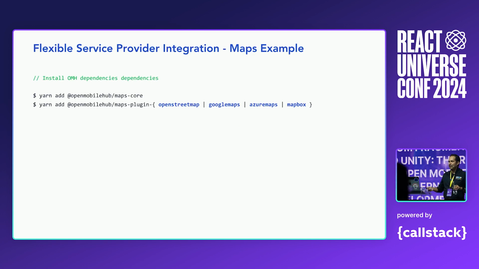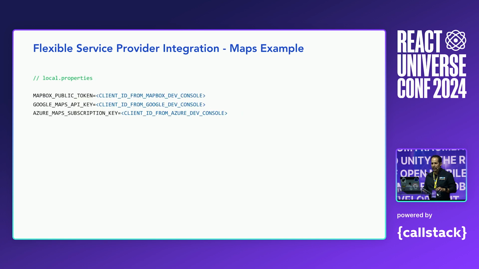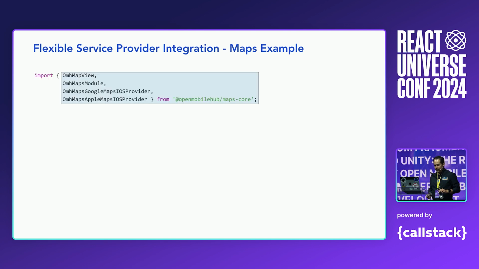All right, so the next thing is, very quickly, how do you incorporate OMH into your apps? The first thing is to bring in the core module, which holds the common interfaces and common functionality across all these service providers, and then the specific modules for each one of the providers. Once you have that in your app, you incorporate the client IDs for each one of these providers, and then you bring in the OMH map view and other components from the Maps core.